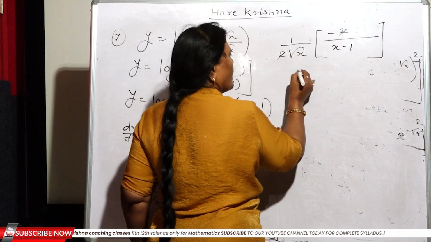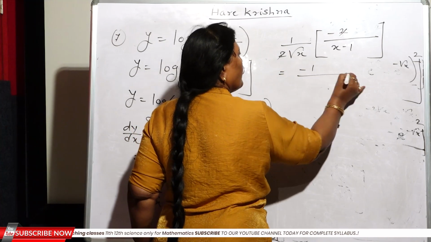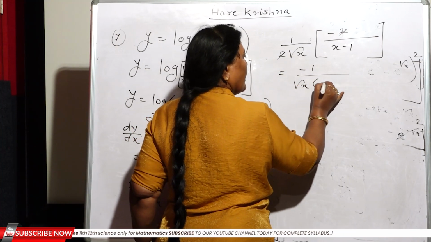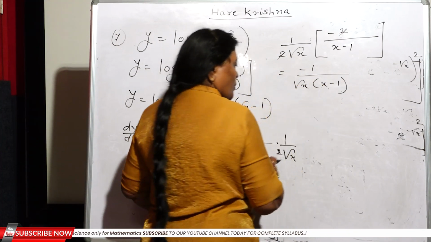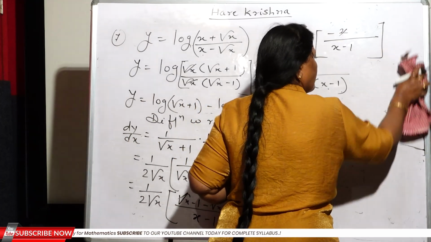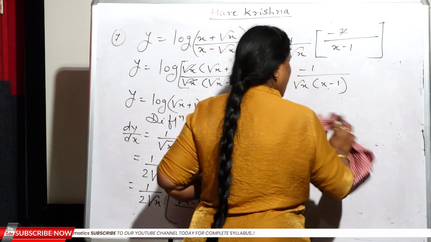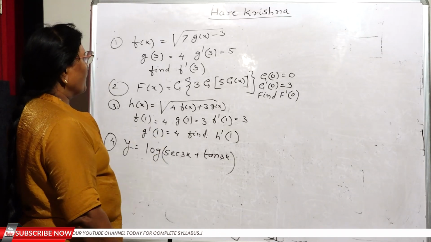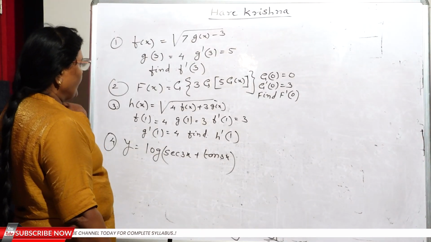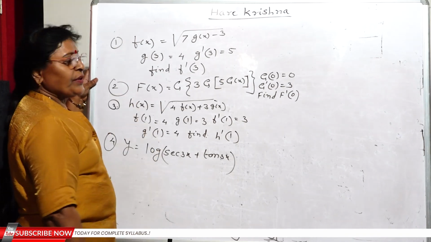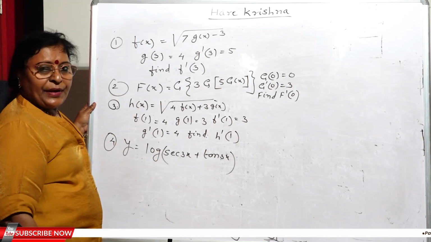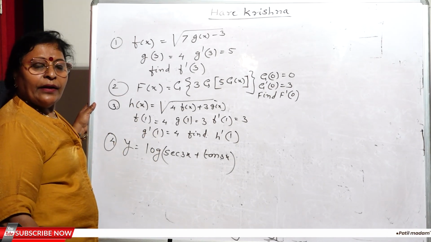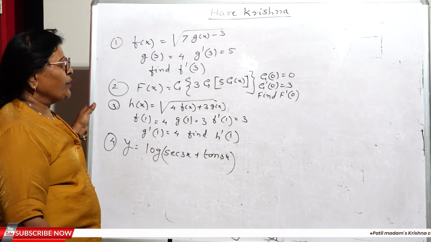Again 2 gets cancelled. Here you have got minus 1 divided by root x and x minus 1. Right? So this is an important example from chain rule, isn't it? Now see, again I will take more examples here. 1, 2, 3, 4, isn't it? Now if you observe this example, it is a little bit different, but this is important, right? An important example from chain rule.